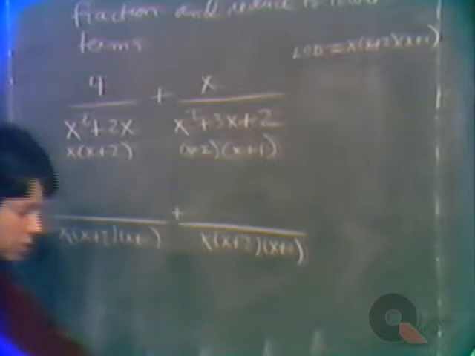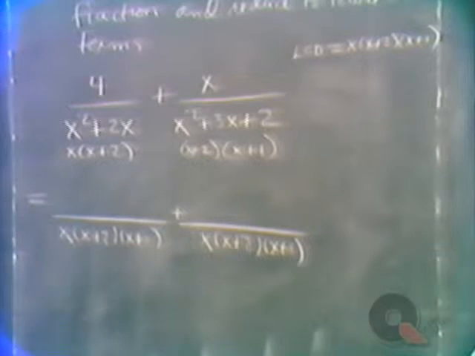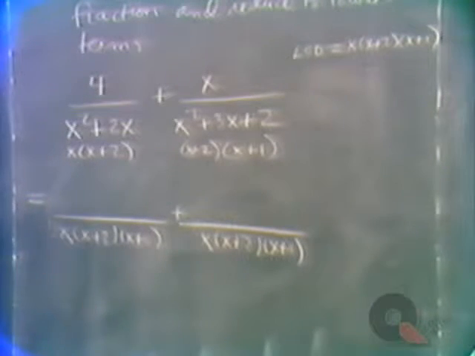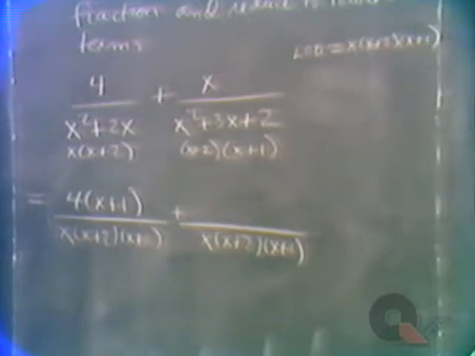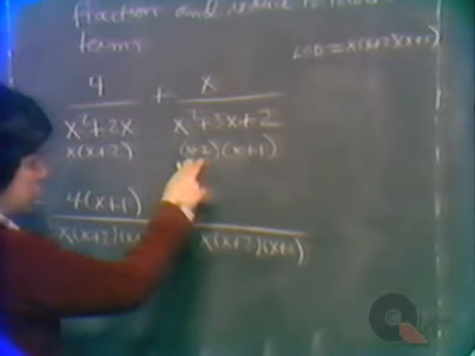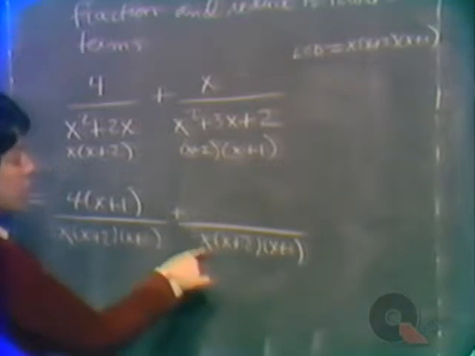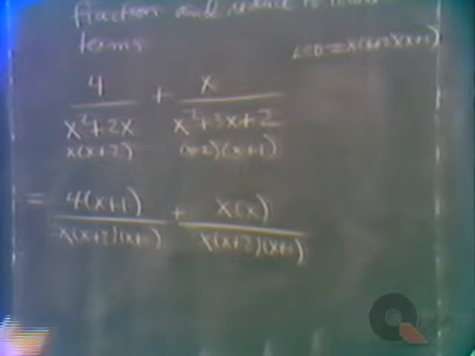And we ask ourselves, what was done to this denominator to get this denominator. We see that to go from here to here, we had to multiply the denominator by x plus 1. Therefore, we must multiply the numerator by x plus 1 as well. And then we ask ourselves, what do we multiply this denominator by to get this denominator? And we see that we have the x plus 2 and the x plus 1. We multiply the denominator by x. Therefore, we have to multiply the numerator by x as well. These fractions are equivalent to the original ones, but they have the same denominator. Therefore, we can add the fractions.